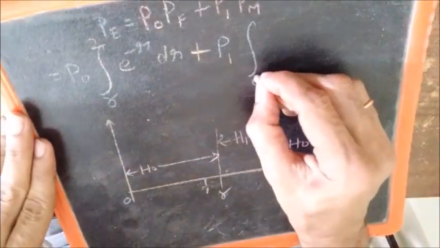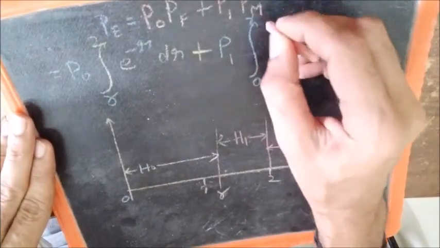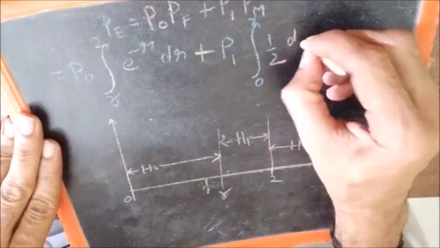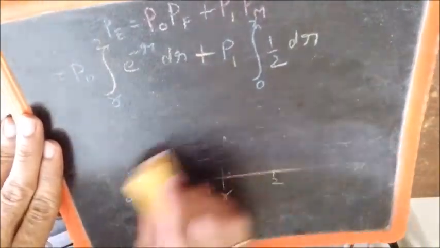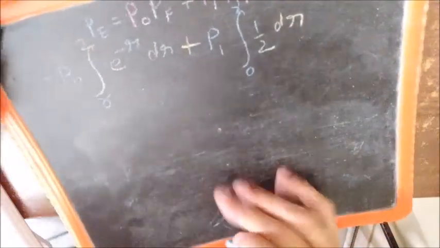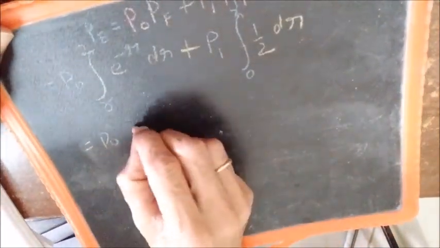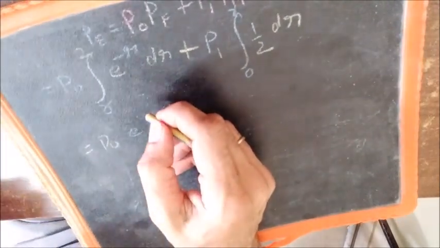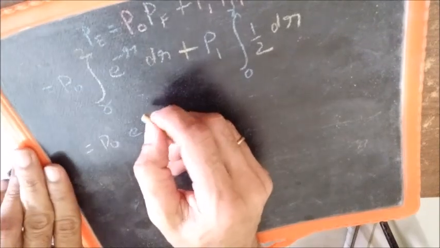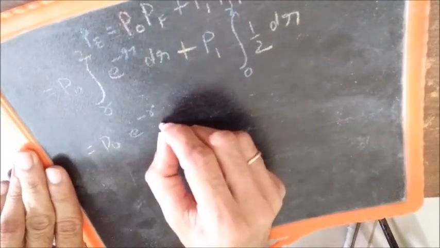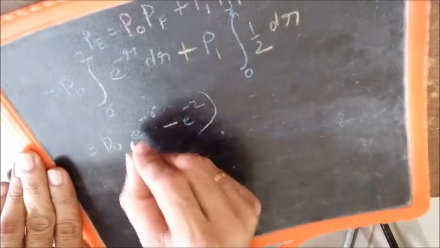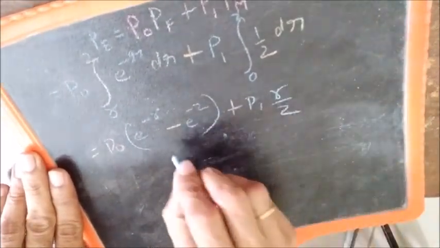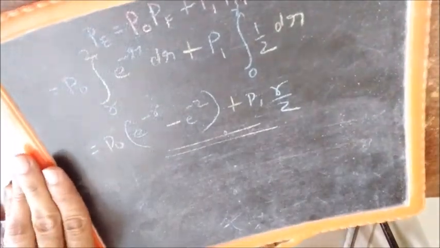So the probability of miss will be the integral from 0 to gamma of p(R|H1), which is 1 by 2. One can easily integrate this, and if I write the result straight away, P0 times (e to the power minus gamma minus e to the power minus 2) plus P1 times gamma by 2. This is the probability of error.